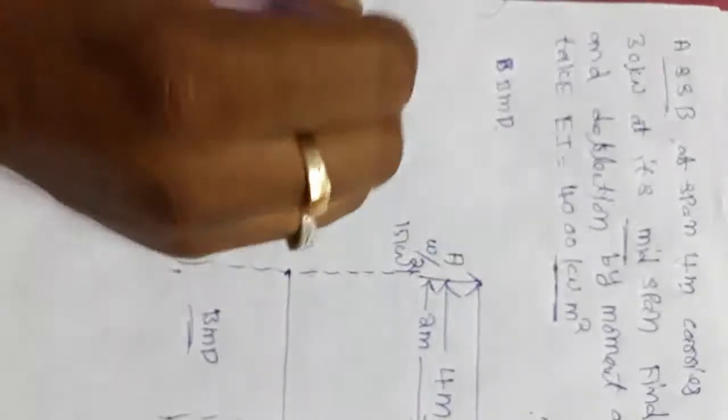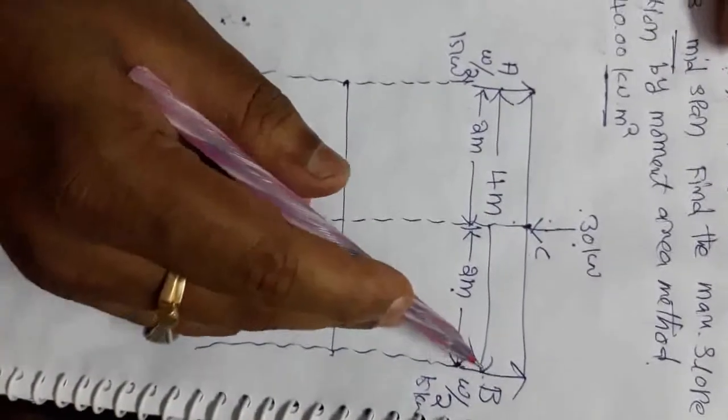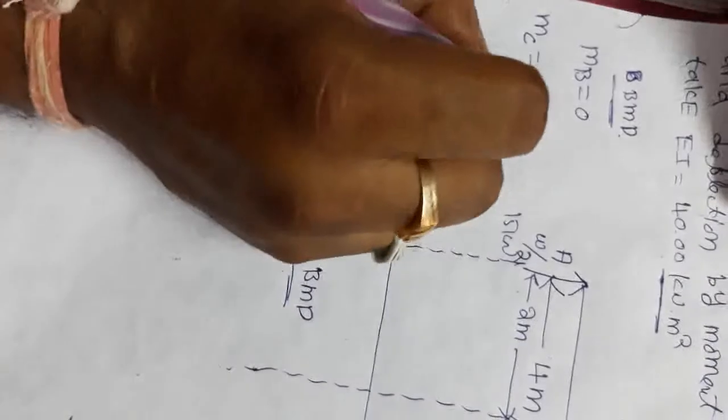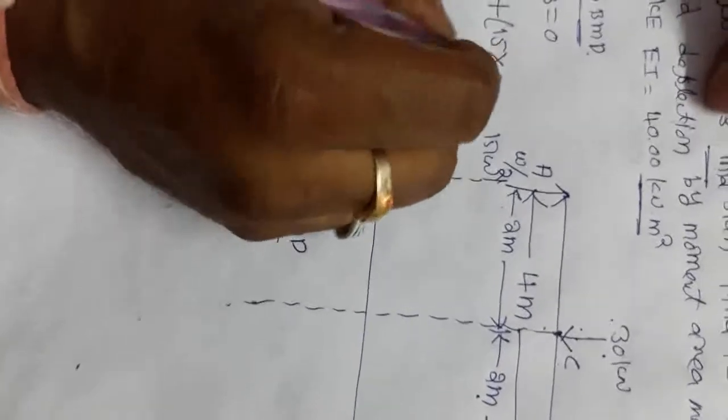For drawing the BMD, we require the moment values. Moment at B equals 0. Next, moment at C: coming from B, there is one reaction in the upward direction, and upward is plus. The point load formula is force into distance. Force is 15, distance is 2, which is 30 kilonewton meters.